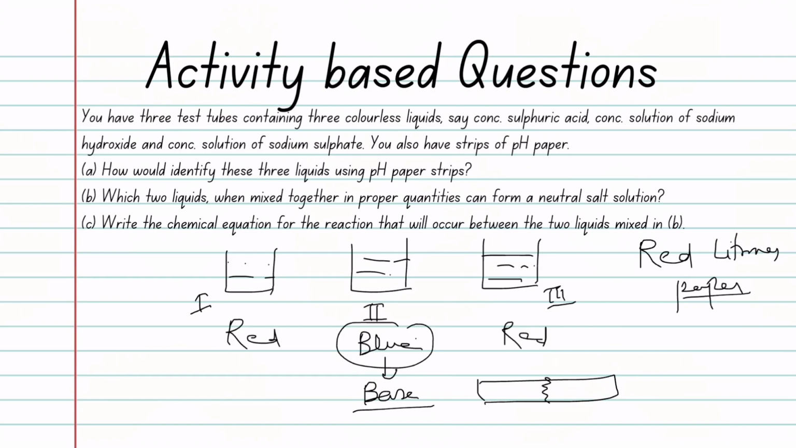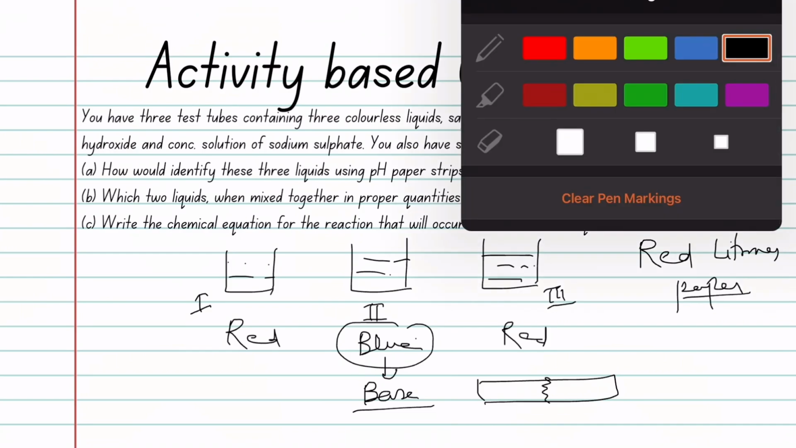So this is how you can still identify if your three solutions are acid, base or neutral, even if you are given any one litmus paper, red or blue, right? So I hope this question made sense. Let's now move on to the next question.